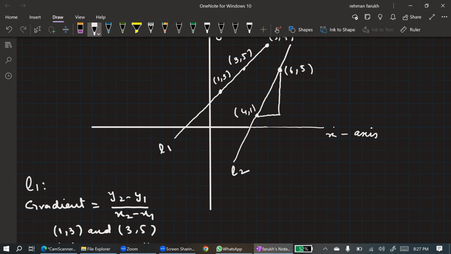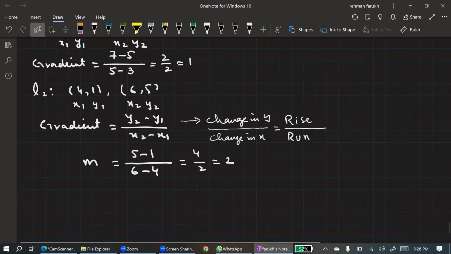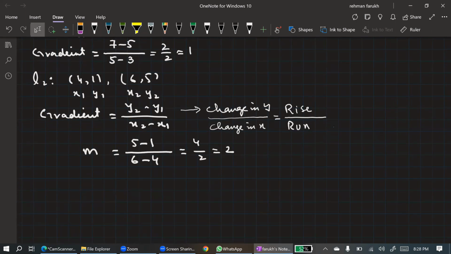Now, this length is 2. This one is run. Run is change in x. That is, x changes from 4 to 6. And y changes from 1 to 5. And this height is 4. This one is rise. This one is x2 minus x1. This one is y2 minus y1. Gradient is also known as change in y over change in x, rise over run. Gradient is also known as per unit change.